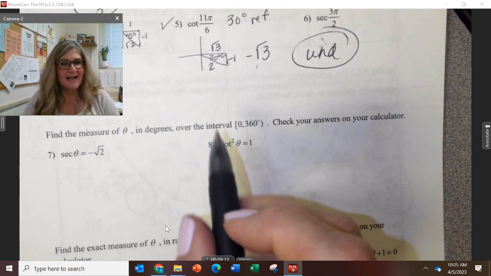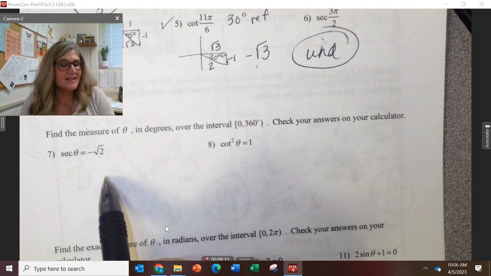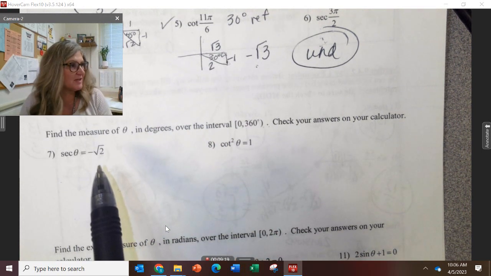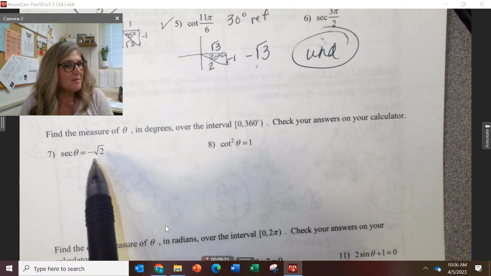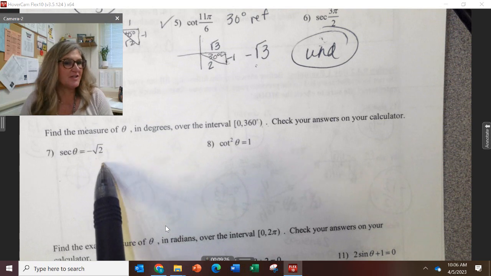All right, guys, we have already done this. I just want to see if you guys can do this even faster. Without drawing pictures, without doing much work, can you come up with these angles? I want you to raise your hand as soon as you think you know this.